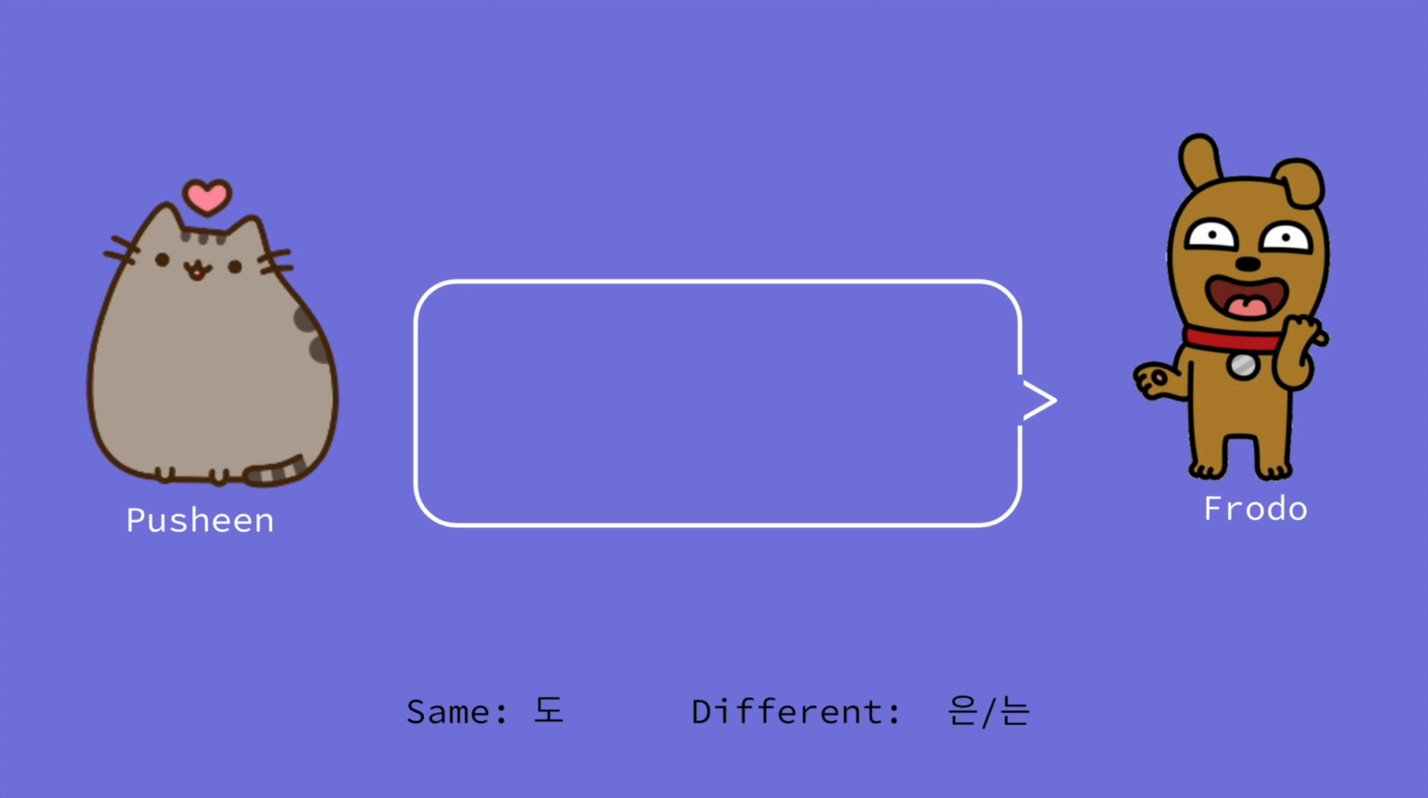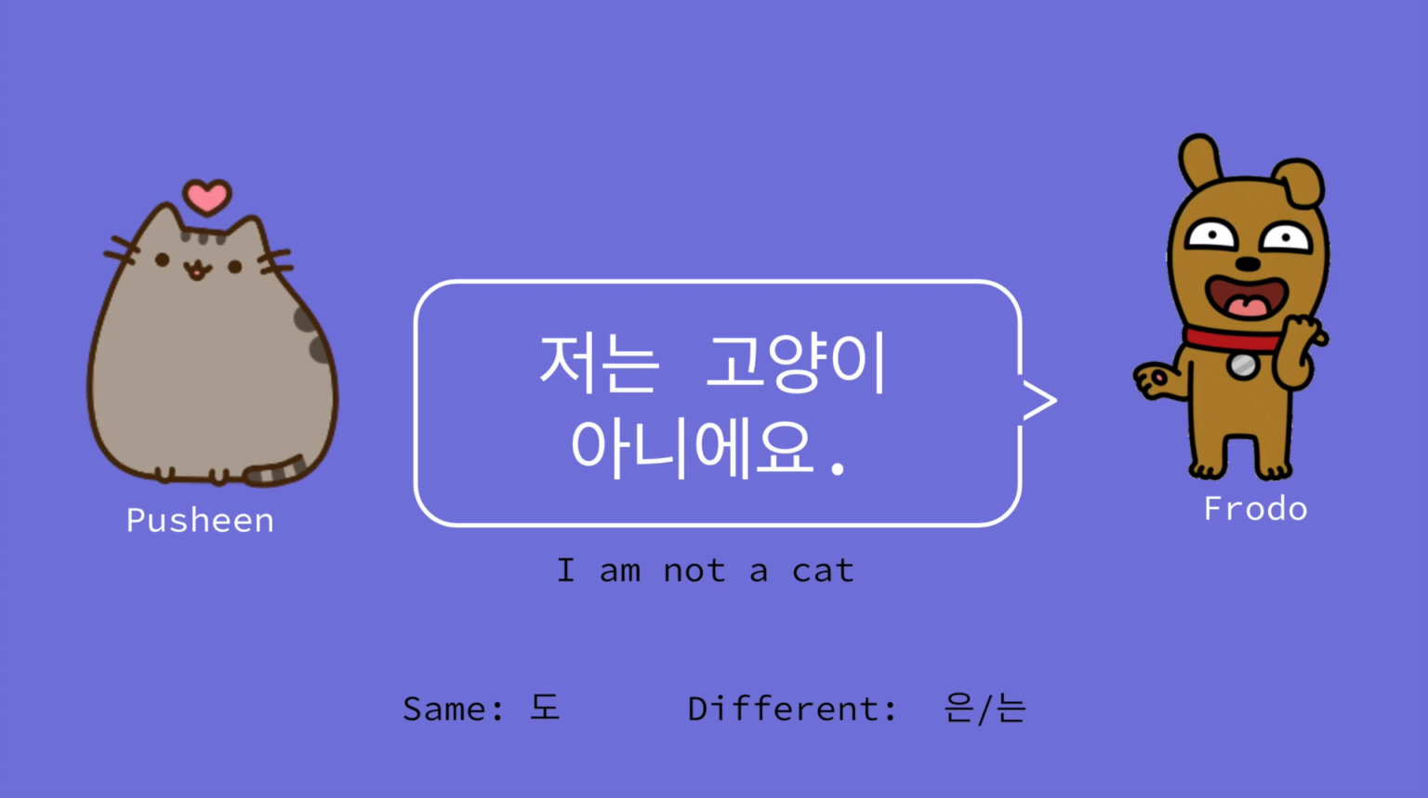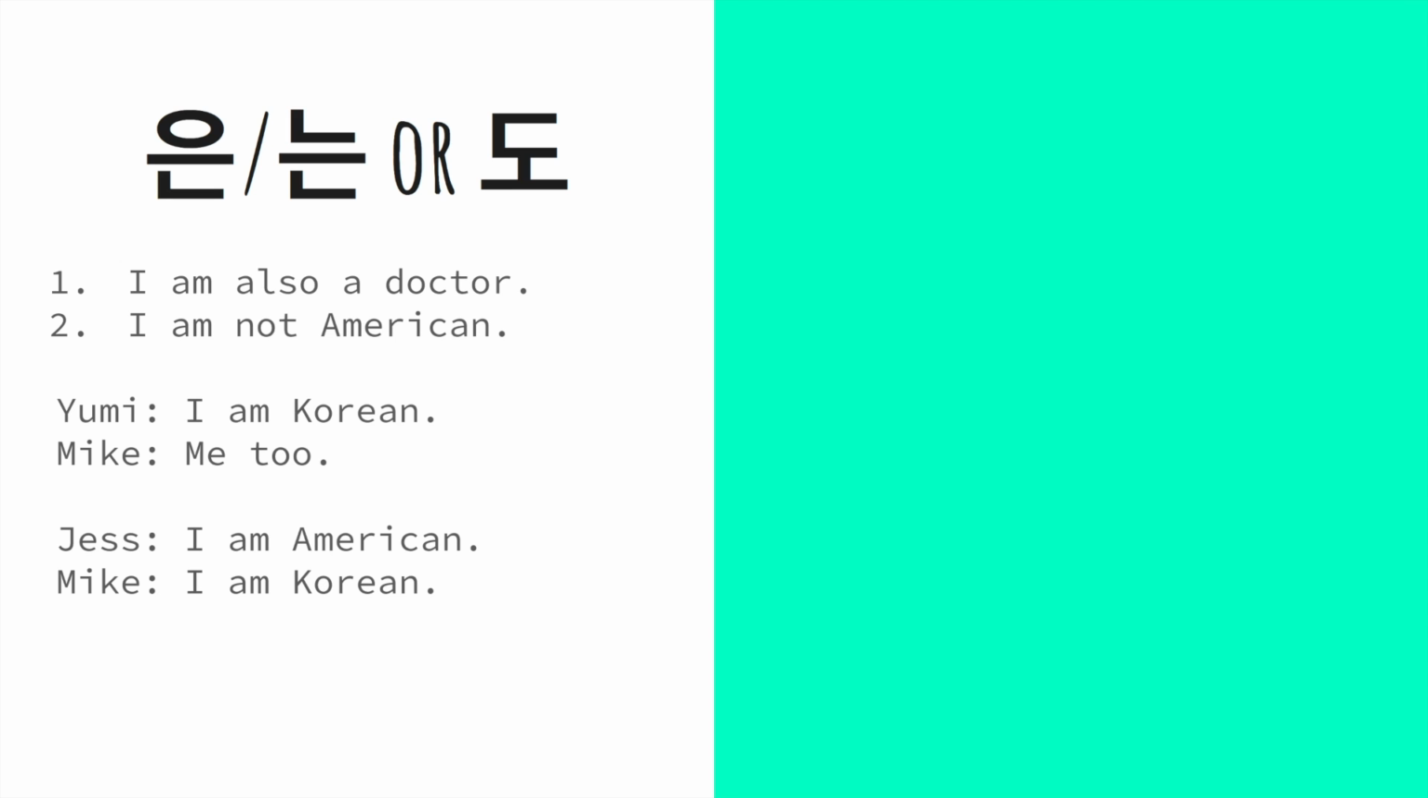And now we're going to take a look at Frodo. Frodo is not a cat. Frodo is a dog. Which particle do you think he's going to use? 는, to show contrast. As for me, I'm not a cat. 저는 고양이 아니에요. Go ahead and pause and write down your translations for these. I hope that was enough time to pause and write down your translations because here are the answers.